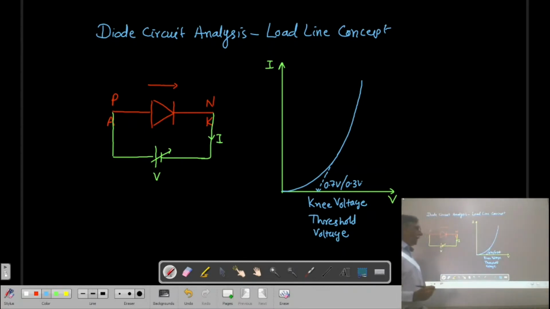So here, after 0.7, the current is going to start in the PN junction. Now, why this knee voltage? When your applied voltage is less than the knee voltage, the current is not flowing because of the potential barrier. In a silicon diode, the potential barrier is about 0.7, and therefore only when your external voltage is greater than 0.7 will the current flow in the PN junction.